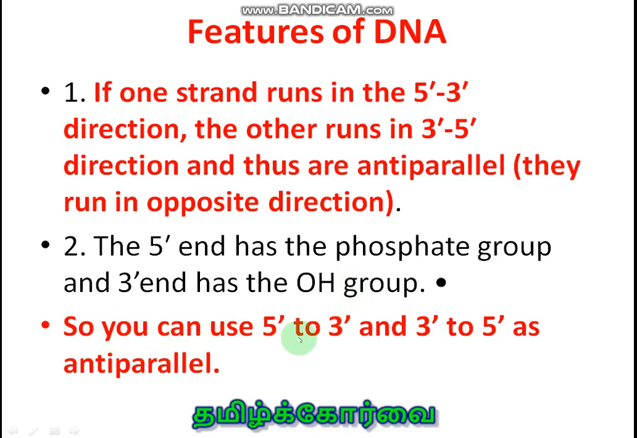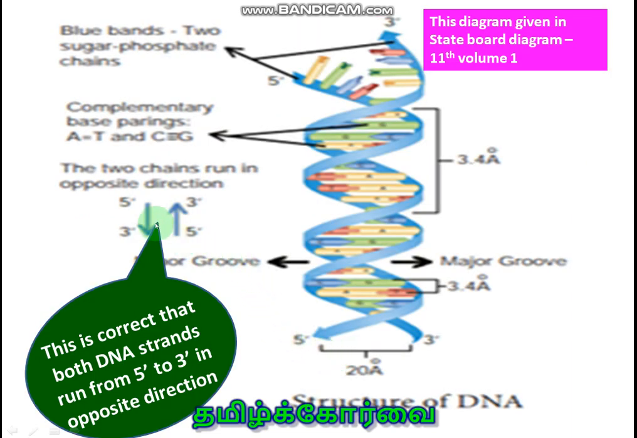But in the CBSE as well as the State Board book, it is given as one strand runs from 5' to 3' and the other strand from 3' to 5'. So you can follow the same, but you should notice one picture given in the State Board book. Here it is given as both the strands 5' to 3', 5' to 3' only, but in opposite direction. So it is your choice to follow which pattern you want to follow.